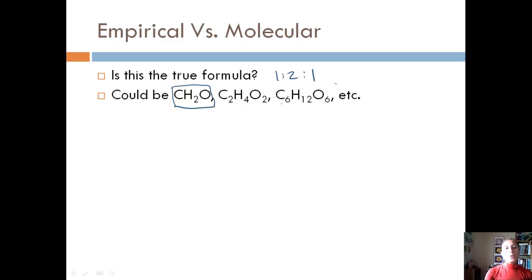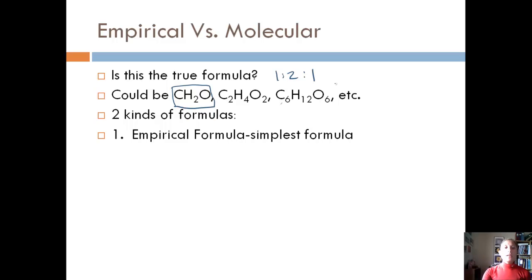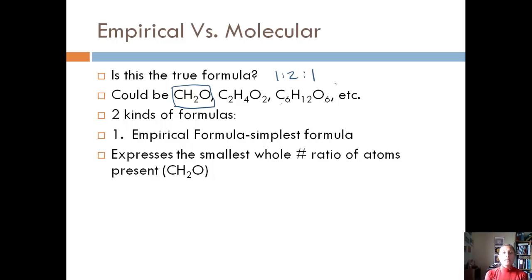And so we need to figure out which one is the actual formula and which one is what's called the simplest formula. Well, there are two kinds of formulas. The first one is the empirical formula. This is the simplest whole number ratio. This is what we calculated, our 1 to 2 to 1 ratio. It expresses the smallest whole number ratio of the atoms present. So our CH2O is an example of that.